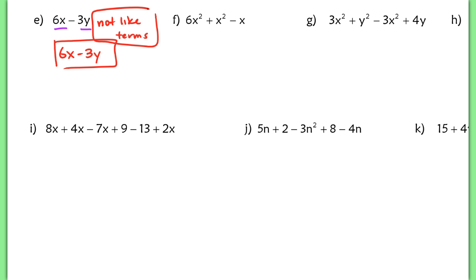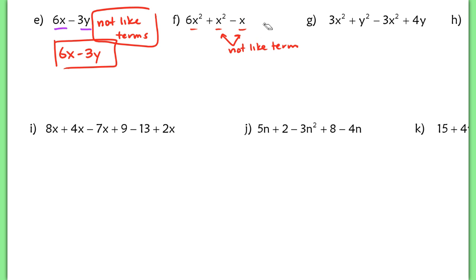Okay, F is another example that sometimes gets students confused. You see you have x's, right, on all the terms here, but x squared and x, these are actually not like terms. In order for a term to be the same, it has to have the same exact variable and exponent. So because this is missing that 2 here, these are not like terms.